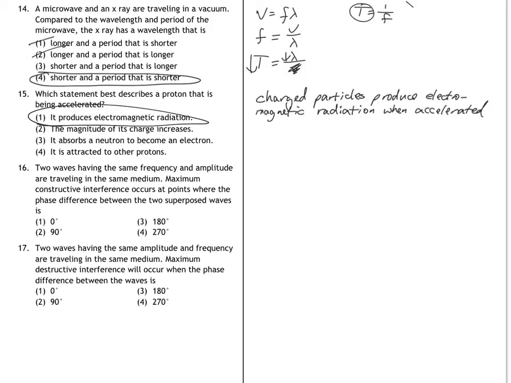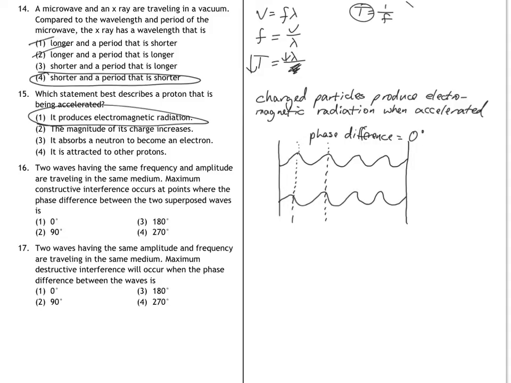In number 16, it says 2 waves having the same frequency and amplitude are traveling in the same medium. Maximum constructive interference occurs at points where the phase difference between the 2 superposed waves is... So the best answer here is, of course, 0 degrees. 17, 2 waves having the same amplitude and frequency are traveling in the same medium. Maximum destructive interference will occur when the phase difference between the waves is... And that's going to be 180 degrees, meaning that there will be a crest lined up against every trough.